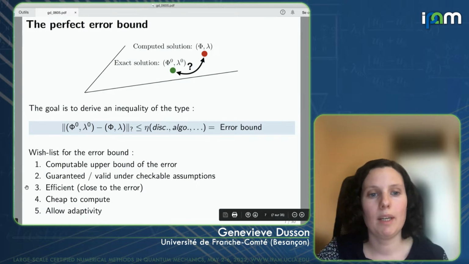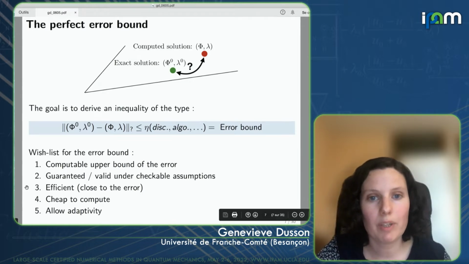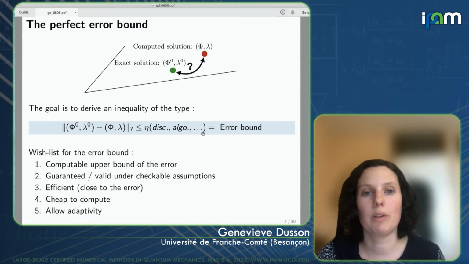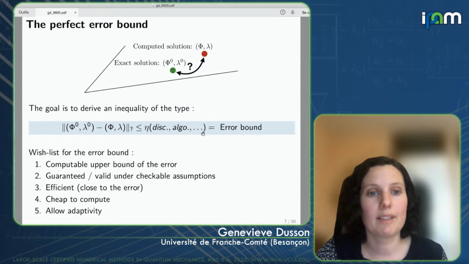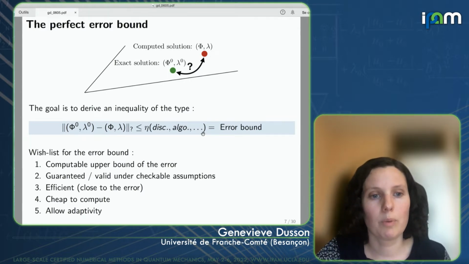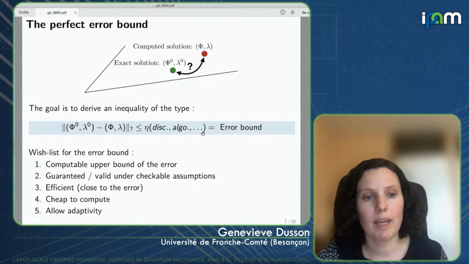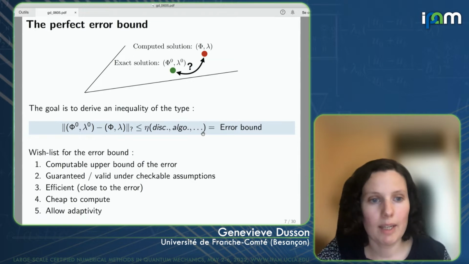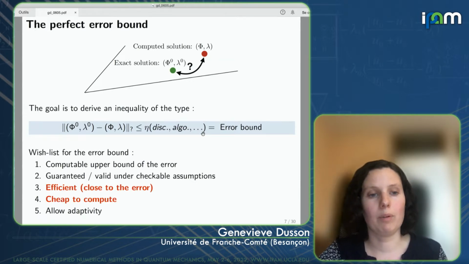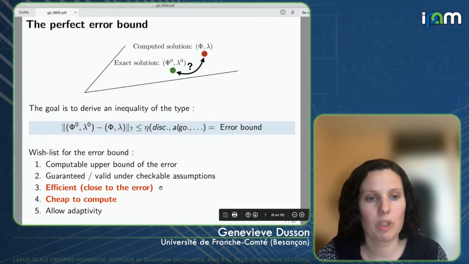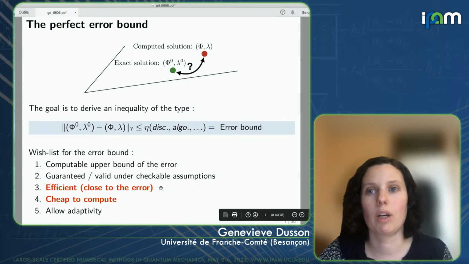The bound should also be close to the real error. This is called efficiency. For example, if the bound is something like 100 or 1,000 times larger than the exact error, then the bound doesn't give us any meaningful information. So this is why it should be close to the exact error. And then it should be cheap to compute and allow for adaptivity. And so in the precise work I will be talking about today, we focused on 2 different things, which are the efficiency and the computational cost of the bound.